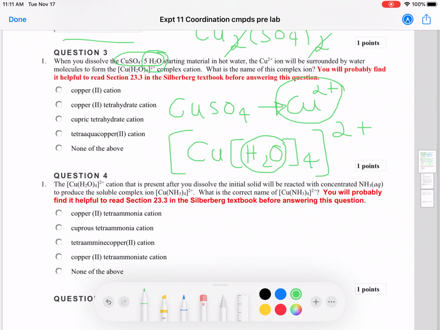Water is a neutral molecule, it doesn't have any charge, and the question is asking what is the name of this complex ion. This is not a complete compound because we are only giving you the positive one, which is the cation of the coordination compound. So you need to find out the name of this complex ion. When you are naming the ion, first you have to say how many ligands are on the cation.